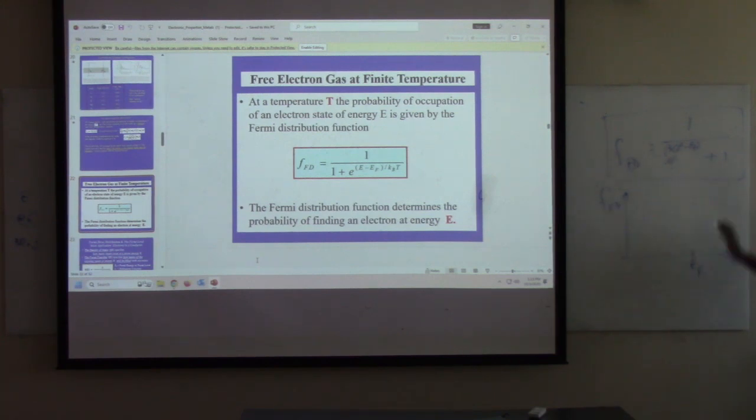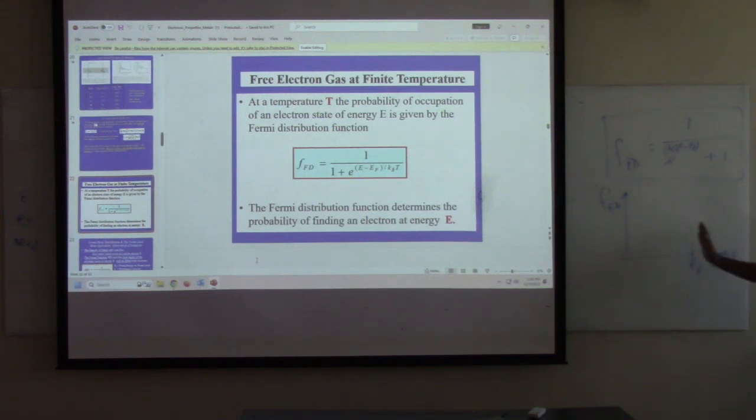Suppose E is much greater than EF, then what happens? If E is greater than EF, that means this is positive, right? So that means 1 plus a very large number. 1 over a very large number means it becomes 0.